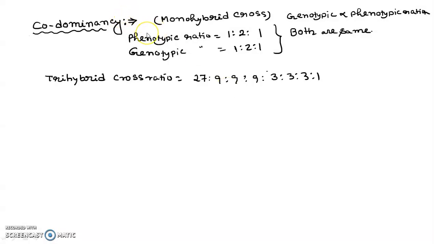Now moving to co-dominancy: monohybrid cross ratio, phenotypic ratio 1:2:1, genotypic ratio 1:2:1. Trihybrid cross ratio 27:9:9:9:3:3:3:1. So this will be helpful.